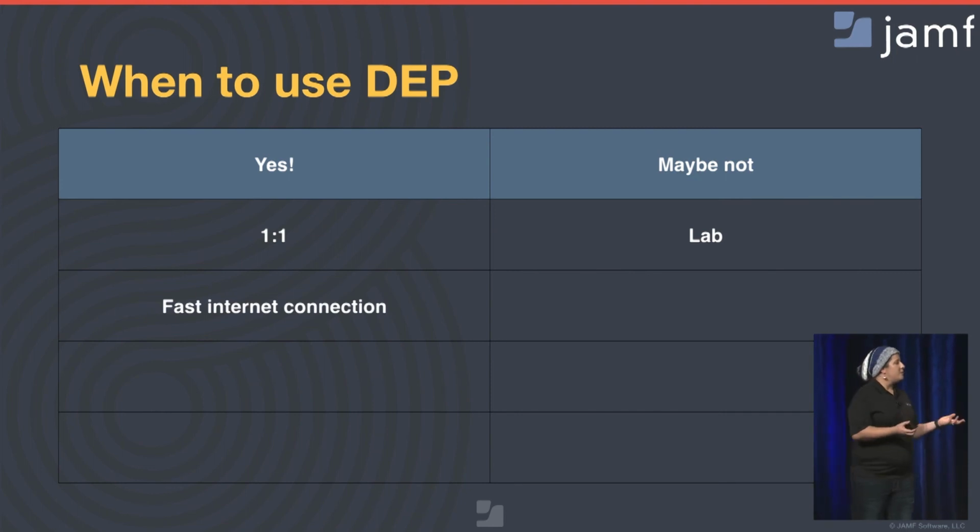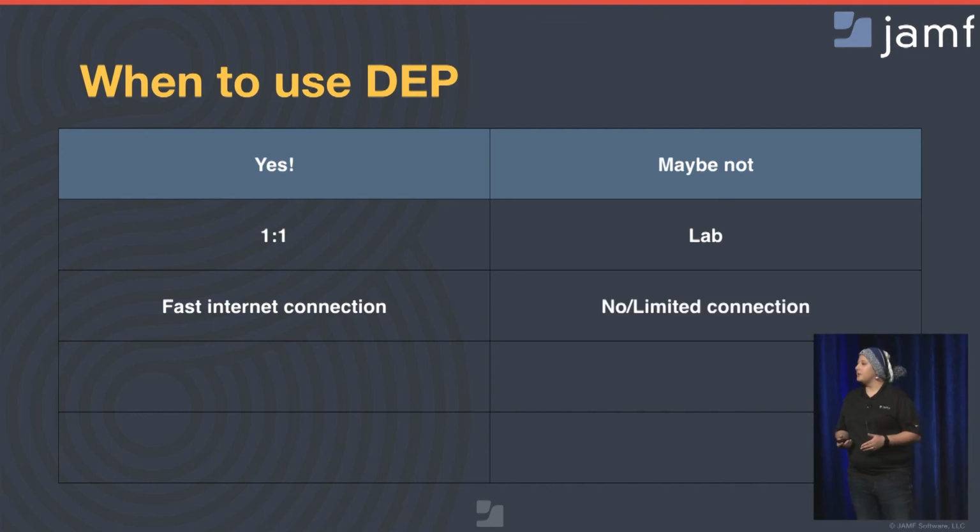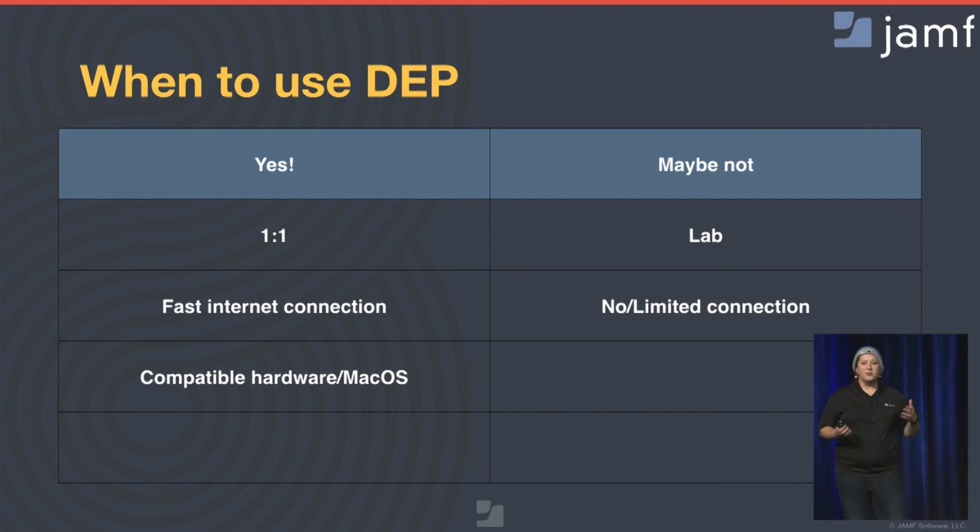Next, if your environment has a very fast, stable internet connection, DEP is gonna be super slick. However, if you're in an environment where you have very limited or potentially even no internet, DEP does require an internet connection so it can communicate back to Apple. So if we're not able to do that, your end user experience isn't gonna be that great. So I'd look at using other methods, maybe something like carrying actual hard drives and getting your Macs up and running that way.